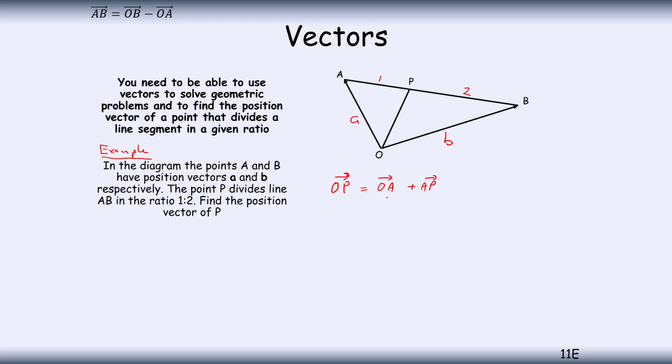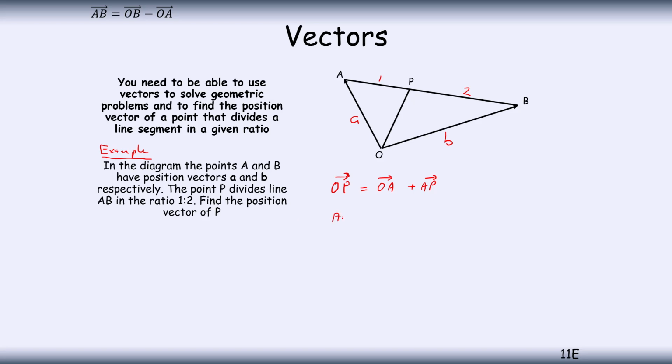OA is fine, I know that's A. AP, however, is a different kettle of fish. I know AP is a fraction of, a multiple of AB. So if I find AB, I know that 1/3 of it is going to be AP. So I need to find AB.